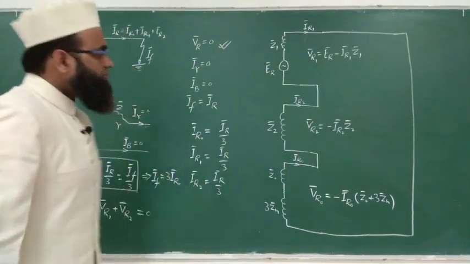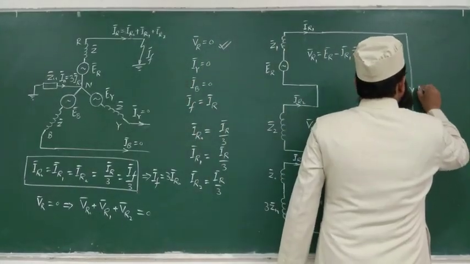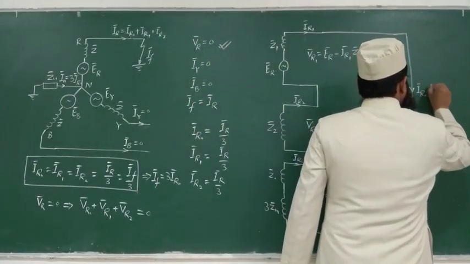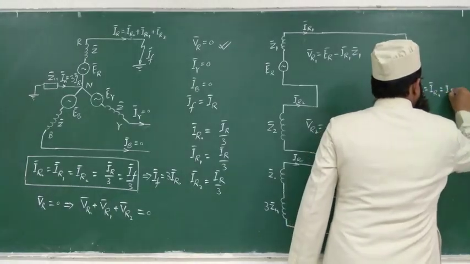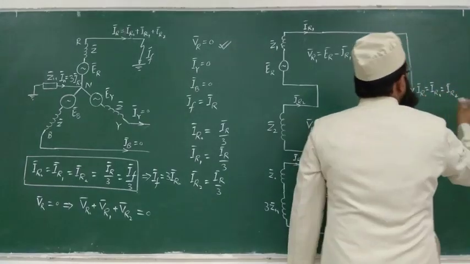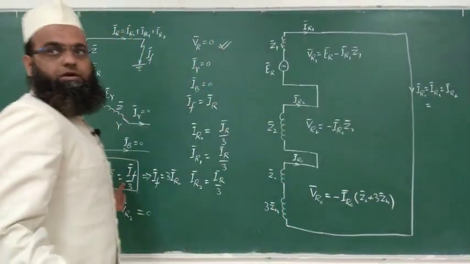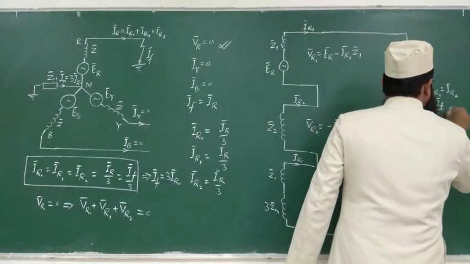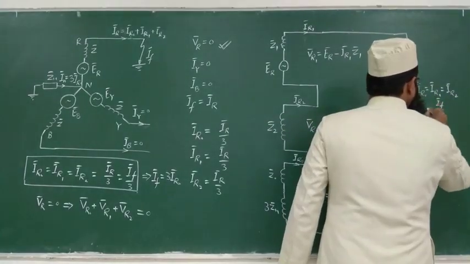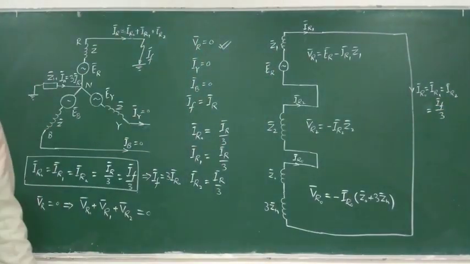Right. So the current through this may be written as: this is IR0, this is equal to IR1, this is equal to IR2. This can further be equal to, you have written, IF upon 3. So this will be nothing but IF upon 3. Please ask me if you still have any doubt. No doubt.